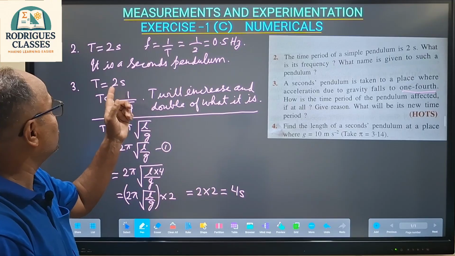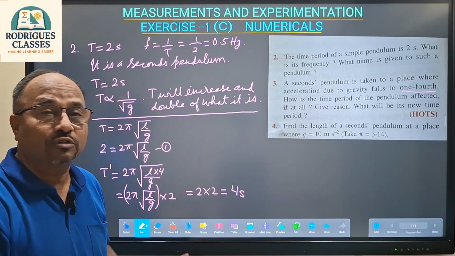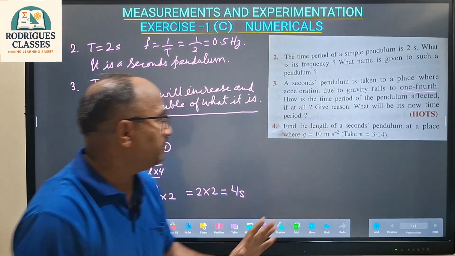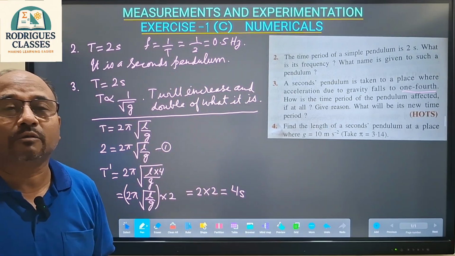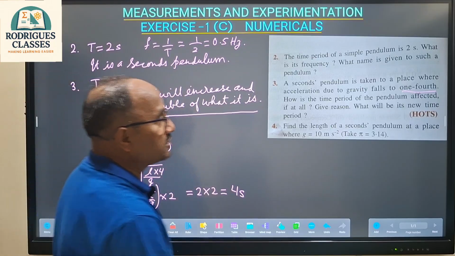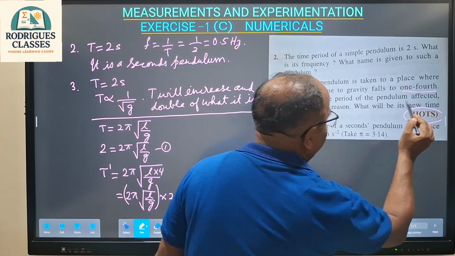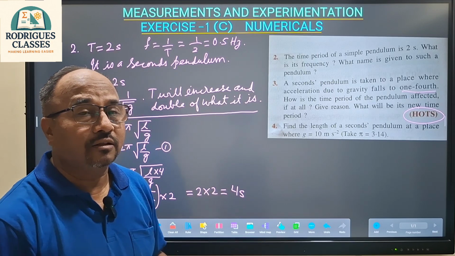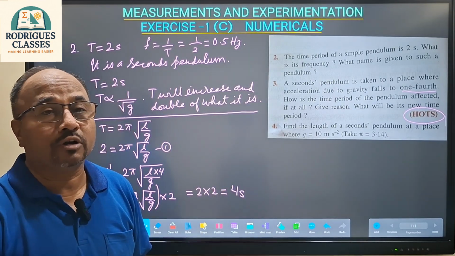So you can see it was 2 seconds, it has got doubled to 4 seconds, and that also helps us in finding what was asked: what will be its new time period. The new time period will be 4 seconds. I hope this sum has been understood, and you can see it has been rated as a HOTS question, that is higher order thinking skill. So this is a very, very important question.